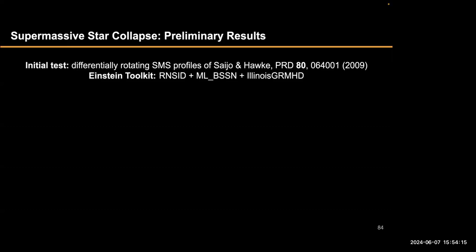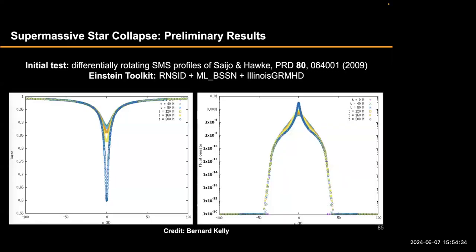And then some preliminary results for the supermassive star collapse, right? We're starting with a differentially rotating supermassive profile from that previous paper that I mentioned before by Saijo and Hawke. With this, we're using the Einstein Toolkit, combining the RNSID thorn with ML_BSSN and Illinois GRMHD. And these are some of the initial results that we have found, right?